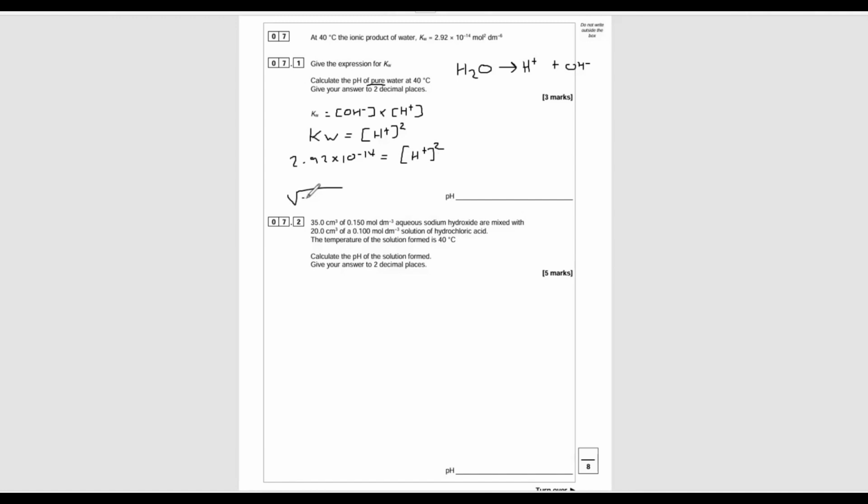So we're going to square root 2.92 times 10 to the minus 14, and that is going to leave us with H plus. And this will get you your first out of the two marks. So let's do that first of all.